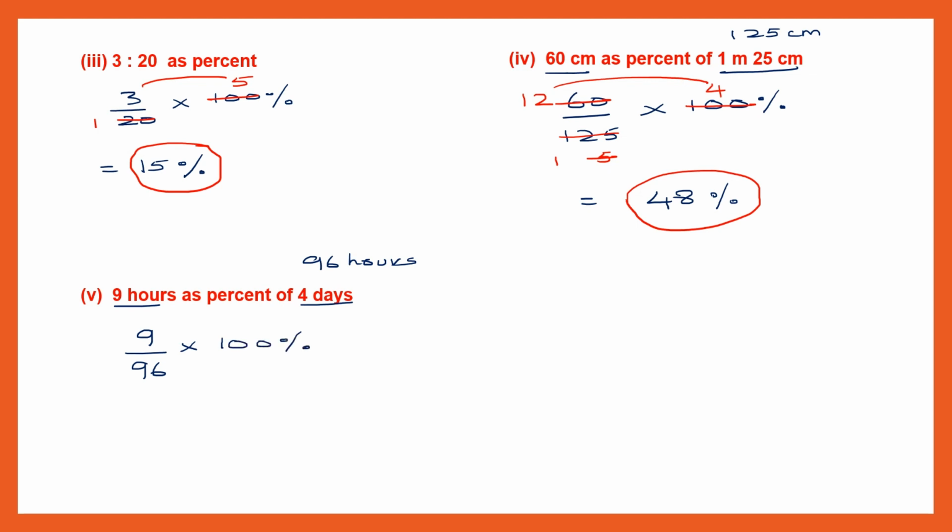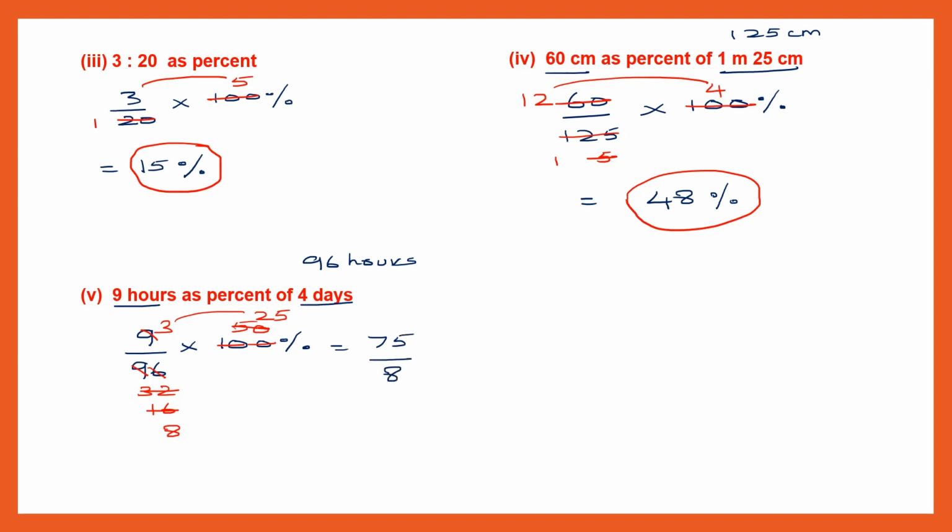Again, let's cancel what we can. We can cancel 9 and 96 by 3. 3 threes are 9, and 3 thirty-twos are 96. Now I can cancel 32 and 100 by 2. 2 sixteens are 32, and 2 fifties are 100. I can cancel 16 and 50 by 2 again. 2 eights are 16 and 2 twenty-fives are 50. Now there's nothing more to cancel, so let's multiply the numerators. 25 into 3 is 75, and the denominator is 8.